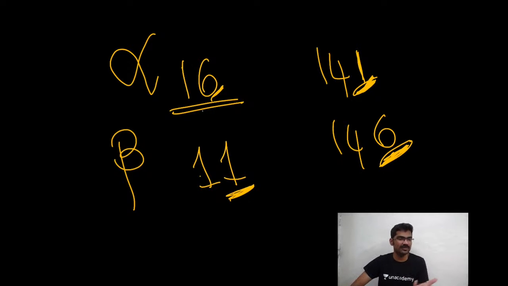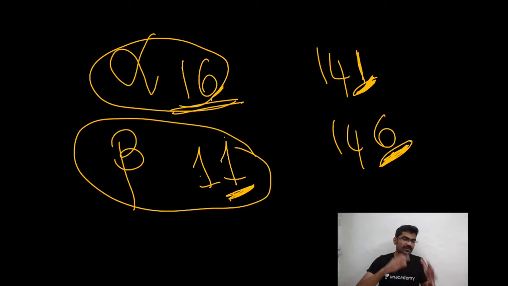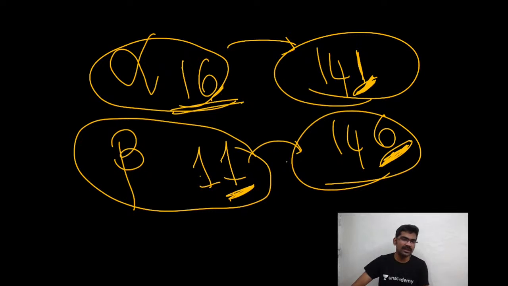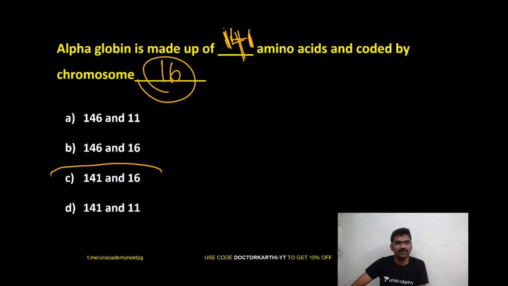So alpha thalassemia, which chromosome will be involved? The defect will be in chromosome 16. Beta thalassemia, the defect will be in chromosome 11. Number of amino acids, it's very simple. Alpha 16, 141. Here it will be 146. Okay, simple. It's easy to remember. So now, alpha globin is made up of amino acids encoded by chromosome. Alpha 16, I told you. So the amino acid number will be 141. So go here, option C will be the answer.